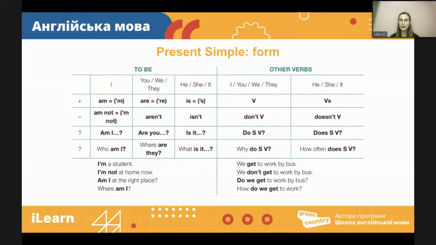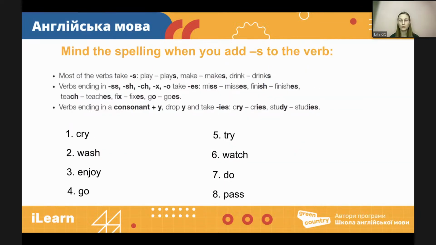So if you say something like "я учень", what would you say? Can you say I do a student? Of course not. So you should say I am a student. Are you a student? I am not a student, and stuff like that. But if there is any other verb, you use it with do, does, of course. Okay. So if you want, you can check it later. Now let's move on to some more interesting details.